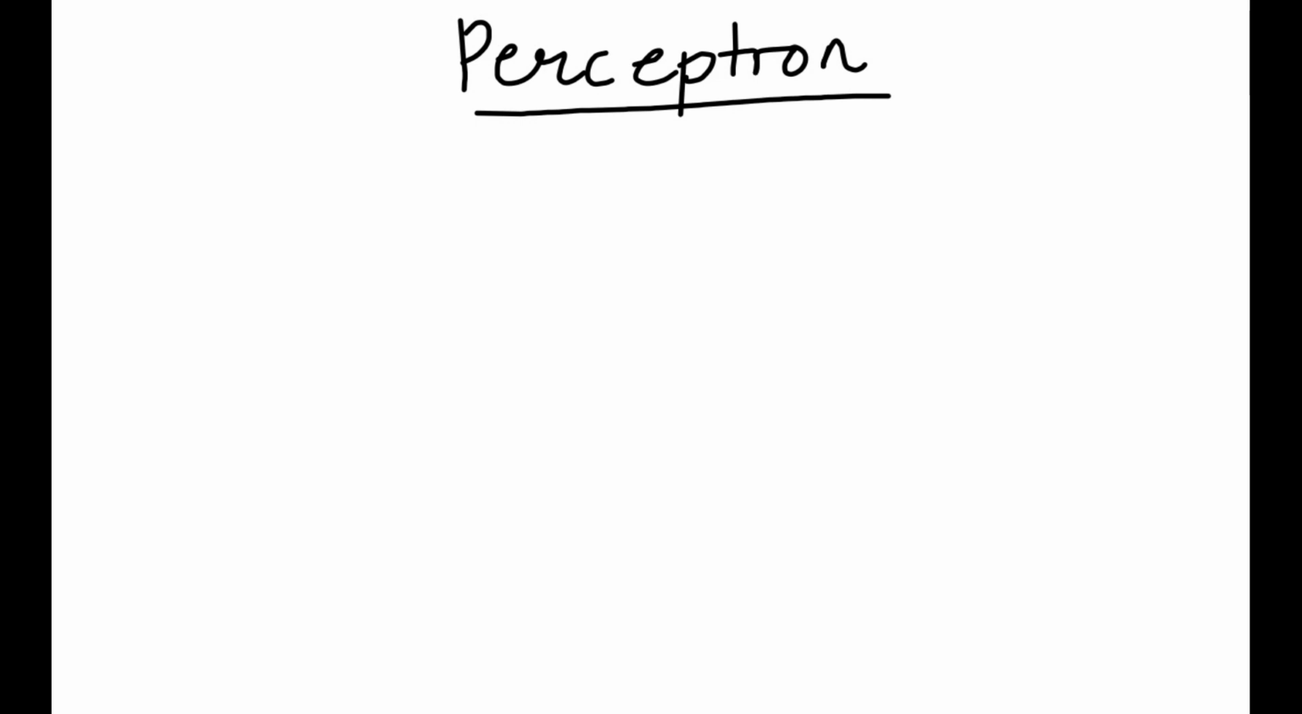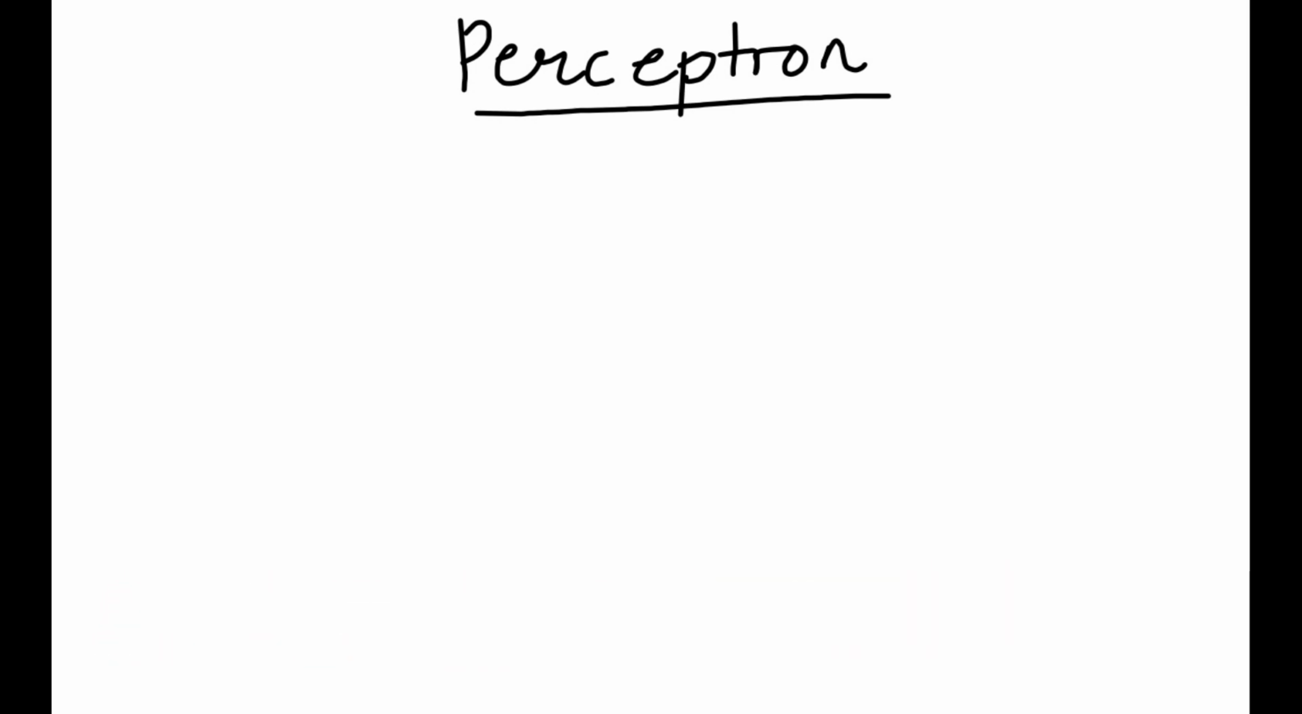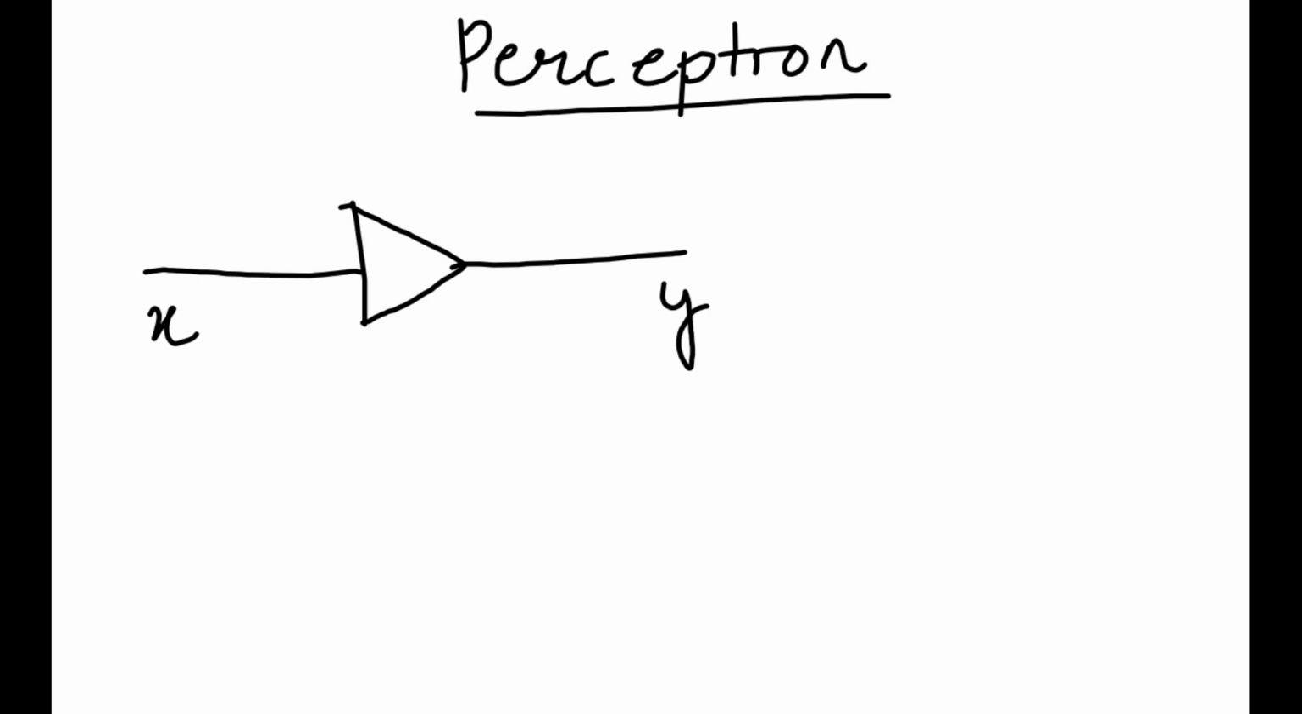He did his PhD from Cornell way back in 1948 or something, and then he got into cognitive research, and he basically laid the foundation for artificial intelligence as it is today. So what is a perceptron? A perceptron is nothing but this function. It's basically a linear classifier. So you have an input X and an output Y.